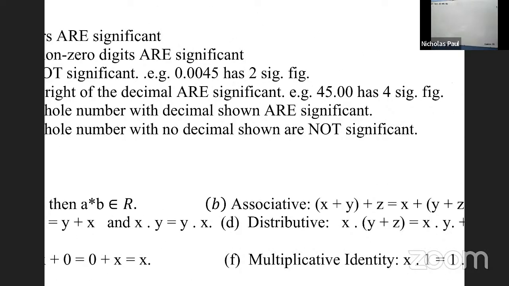0.0045 only has 2 significant figures in maths. Physics is a little different, right? But in maths, 0.0045, the only significant figures there are the 4 and the 5. This 0, this 0, this 0, not considered to be significant. You all okay with that? What about here? How many significant figures do we have here? 1, right? Only the 2 is significant. Are you okay with that?